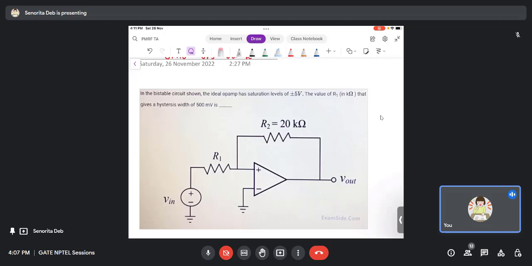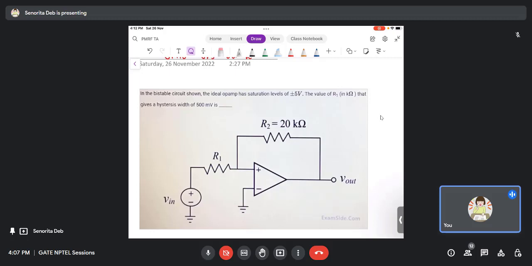So what is hysteresis width? What are saturation levels? I will give you a quick overview of the op-amp first. Since I don't know how many of you know the conceptual part of the op-amp, I will directly give you a short overview of it.